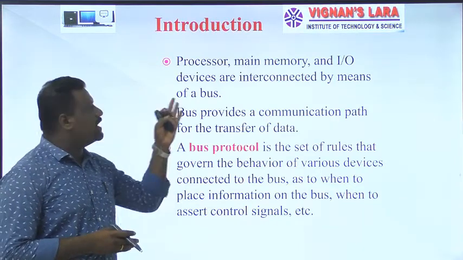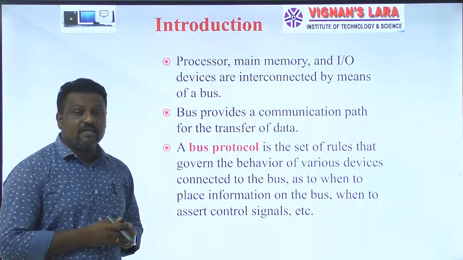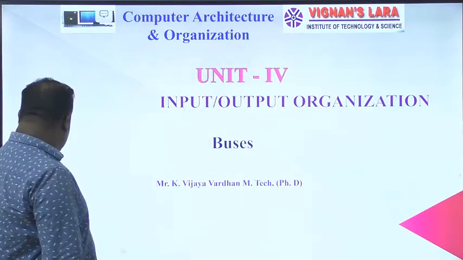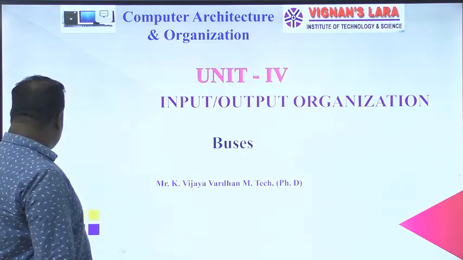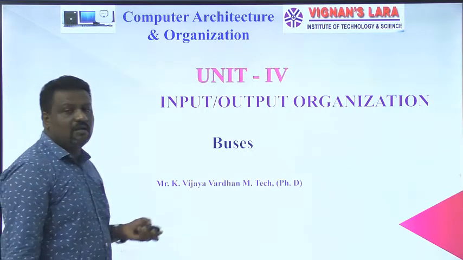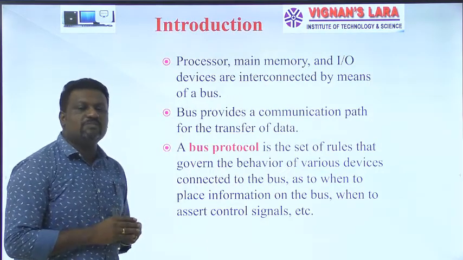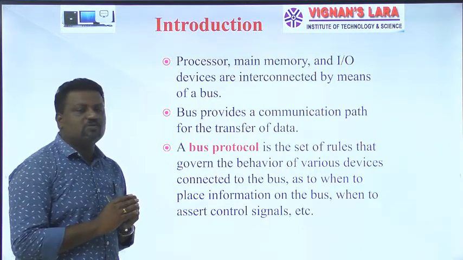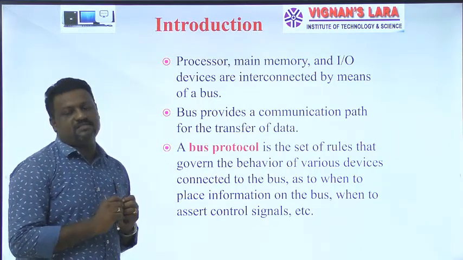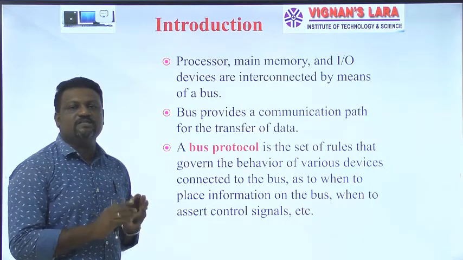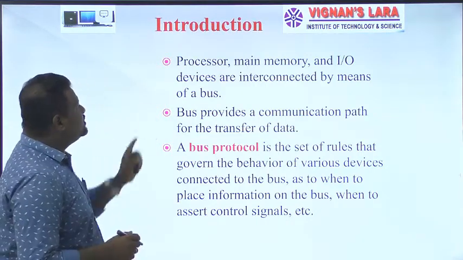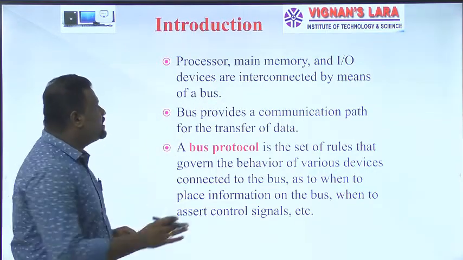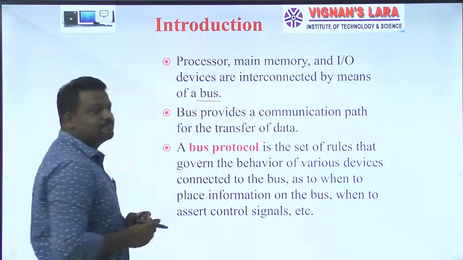Processor, memory and I/O devices are interconnected by means of a bus. We know that our system consists of major parts. One is a CPU, the second one is a memory, and the third one is I/O devices. To provide communication between all those things, we have a bus. This bus we can call a system bus. That's why here we mention that processor, main memory and I/O devices are interconnected by means of a bus.